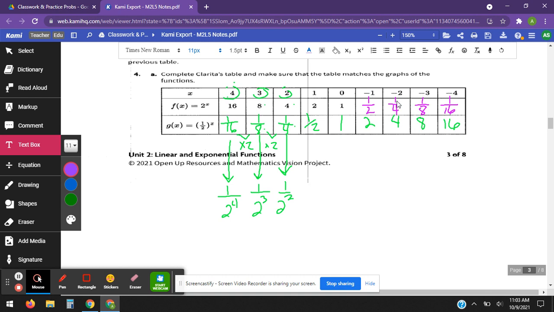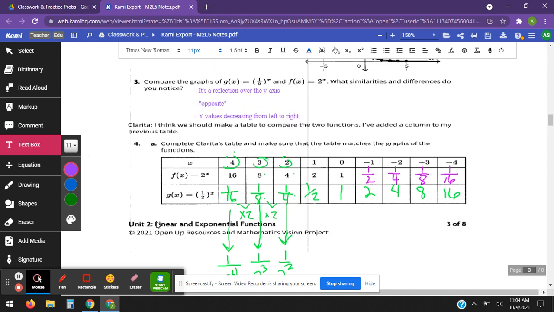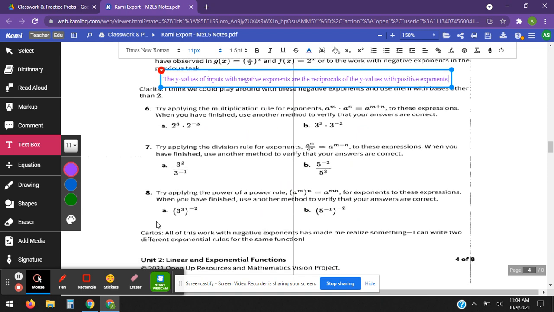Here I've got 1 over 2 to the second, which is also 2 to the negative second. Here's 1 over 2 to the third, same thing as 2 to the negative third. So just kind of how you're looking at that. They're opposites that way. It's kind of a weird thing to try to explain.